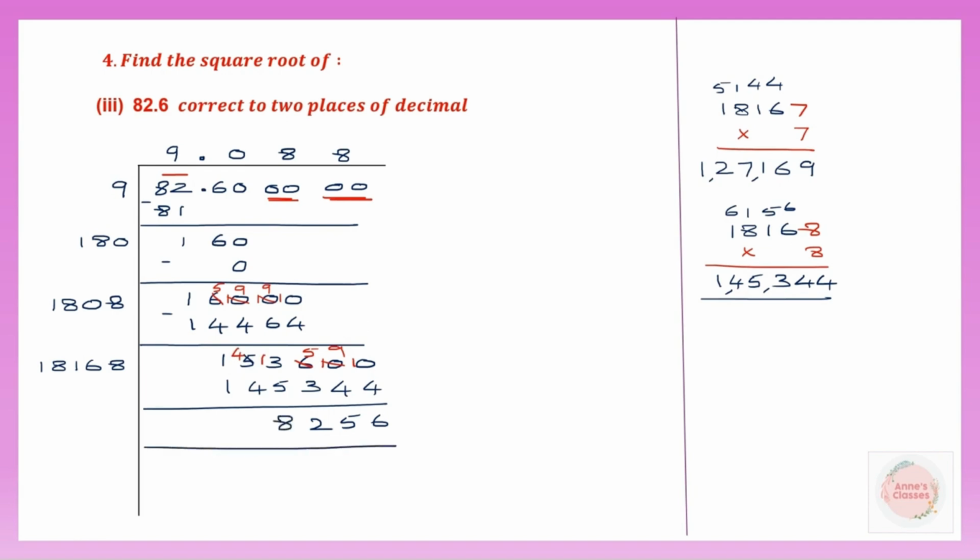We are going to stop with this because we have been asked to correct to 2 decimal places and we have 3 now. So let's write this number down. So the number is 9.088. Now we want only up to the second decimal place. That means we have to look at the number next to it. It's more than 5. The number next to it is 8. That means this number 8 will now become 9. So my answer is 9.09. I have rounded it off. So my final answer, the square root of 82.6 correct to 2 decimal places is 9.09.